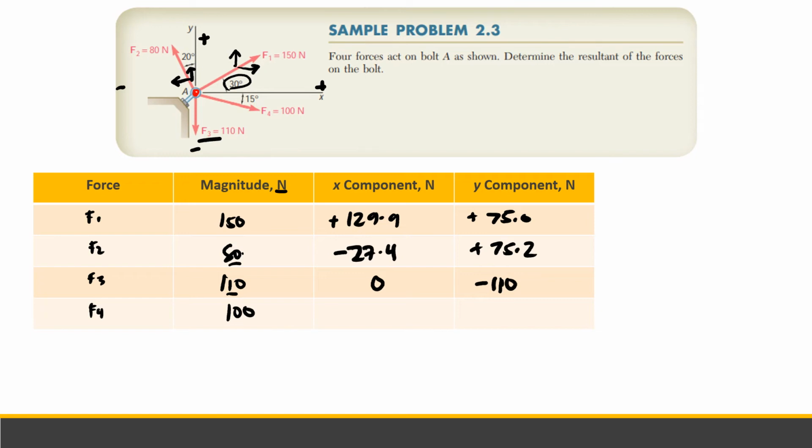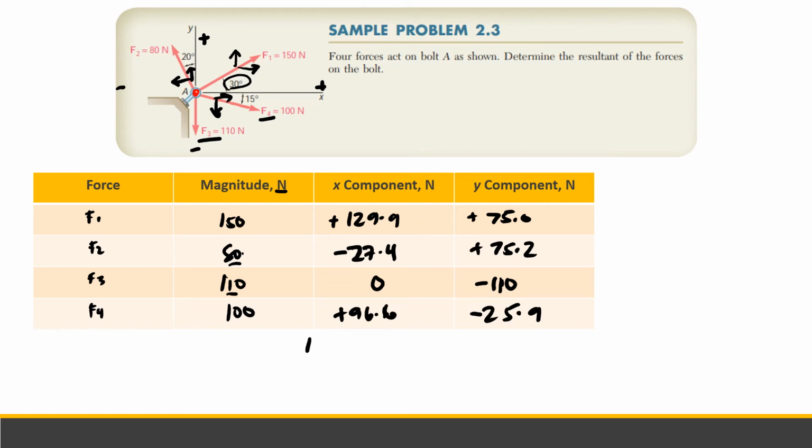Okay, so force number 4, or the fourth force, 100 Newton. Its x component is 100 cosine 15 degrees, so that is positive 96.6 Newton. Its y component is negative, so pointing downward. So that is 100 sine 15 degrees, which is negative 25.9 Newton. So we will sum the x component and y component.